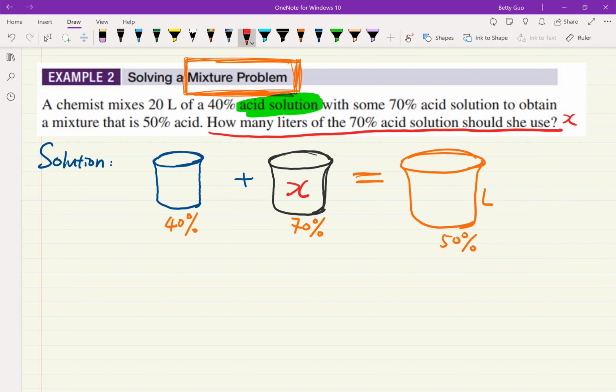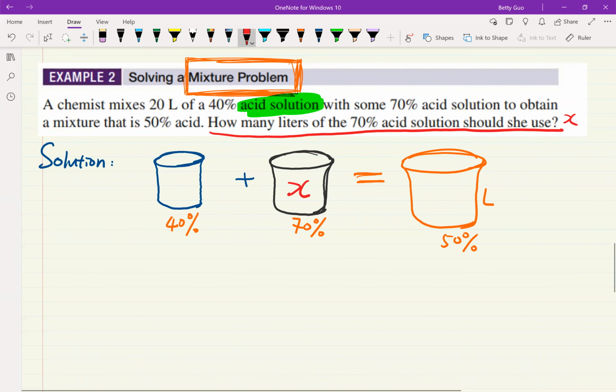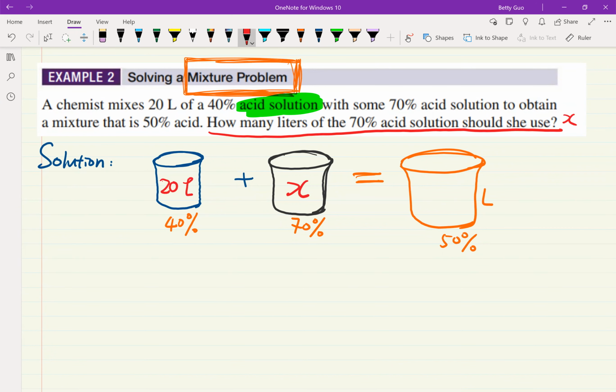20 liters? Yeah, it's given, right? So she used 20 liters here. She used X liters here. What she did is she poured 20 liters here, X liters here. So how many liters in this big jar?